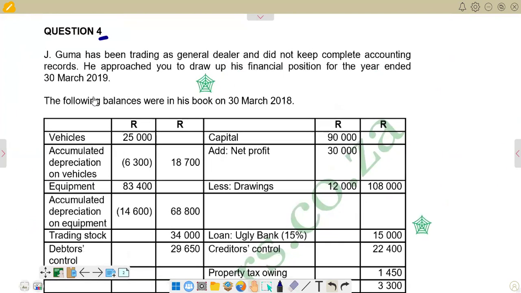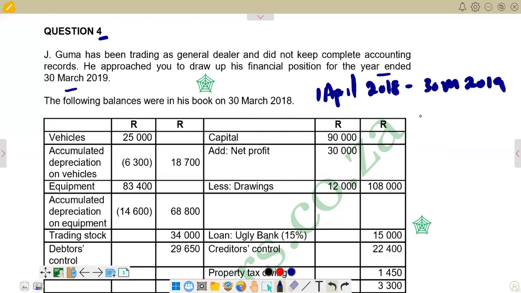You'd see that we are given the following balances in his books on 30 March 2018. And also let's take note of the financial year in question. We have the financial year ended on 30 March 2019. So what does it mean? It means the financial year we are trying to look at started in the previous year, which is 1 April 2018, to 30 March 2019. So this is our financial year.